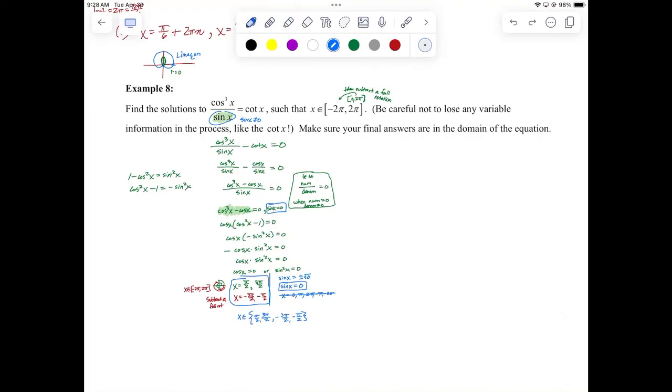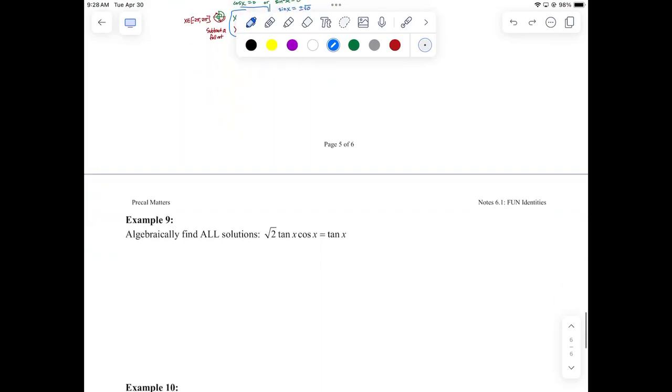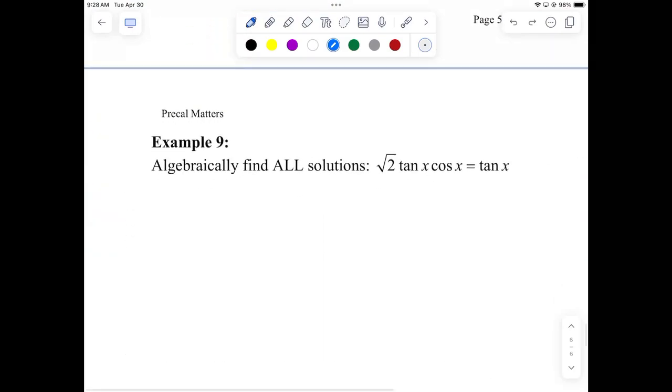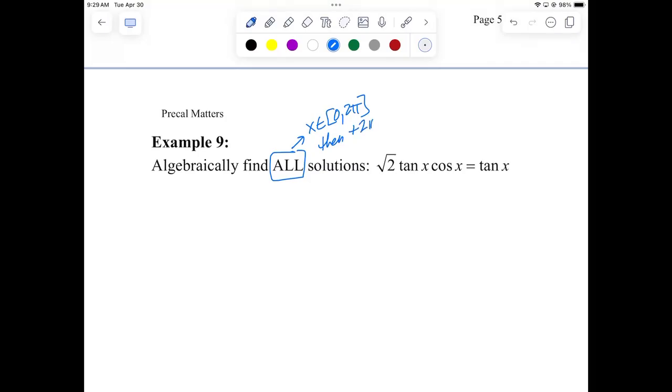We have 12 minutes left. Let's do one more. Let's do one more and we'll call it a day. Algebraically find all the solutions to this equation. All of them. Well, guess what my strategy is? I'm going to find the ones between 0 and 2 pi, and then just say plus 2 pi n. Is that okay? Find all the ones within one positive rotation, and then just say plus 2 pi n to the end of them.